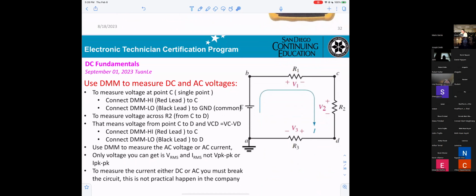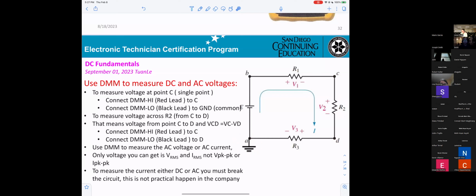That means a single point. You measure voltage at A or C or D, then the high side of the meter will be connected to B or C or D. However, the low side of the meter must be connected to the common, to the ground. If you want to measure the voltage across R2, the high side of the meter connects to C, and the low side will be connected to D.